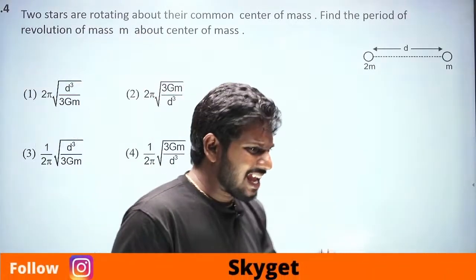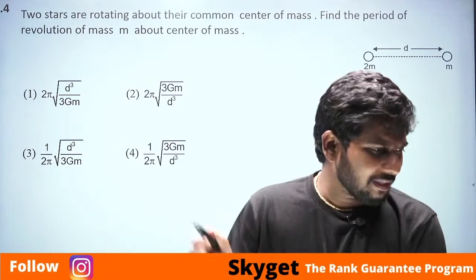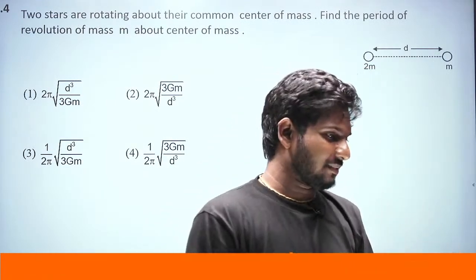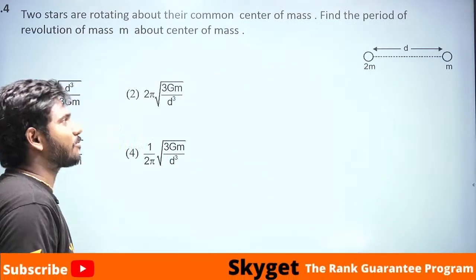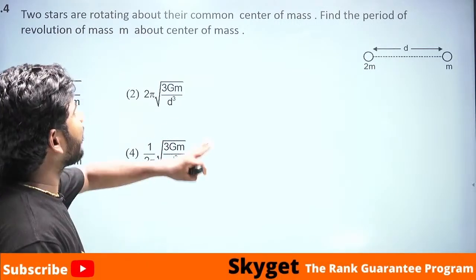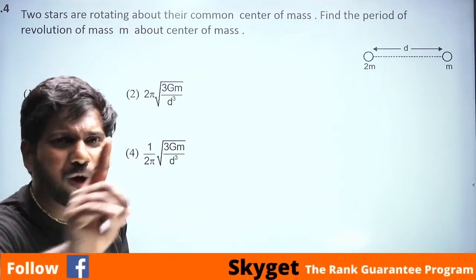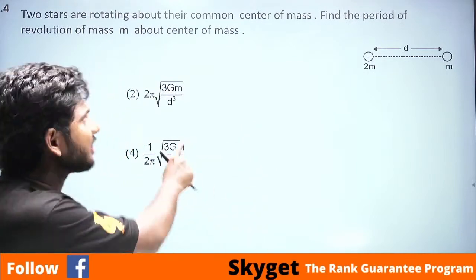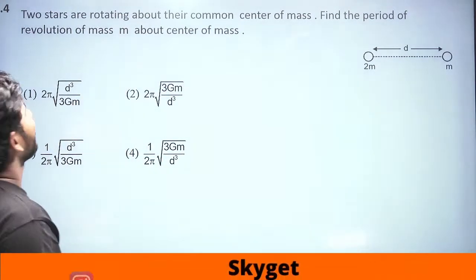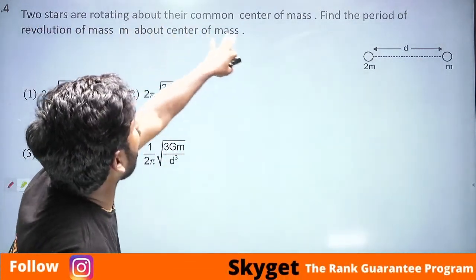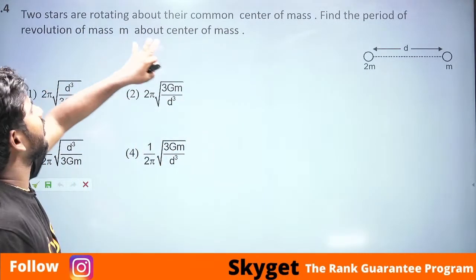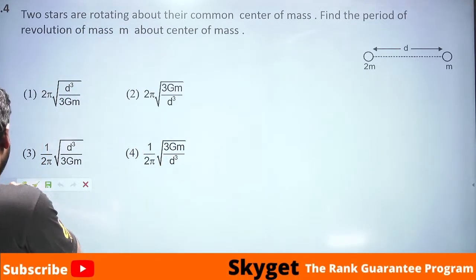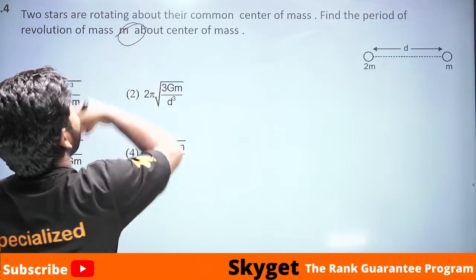This question is a repetitive question from previous, exactly the same question as in 2014. This question is asked in gravitation. You can go and check it, students. If you are clear with that concept, here you can solve the question, students. Here two stars are rotating about their common center of mass. Find the period of revolution of m about the center of mass.